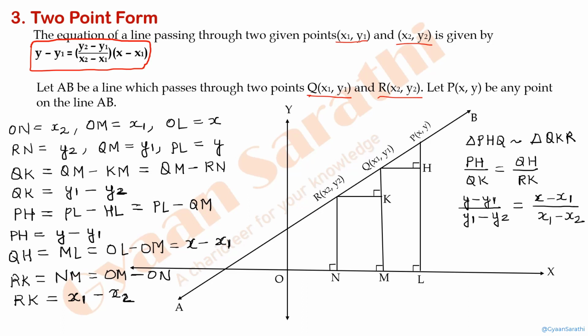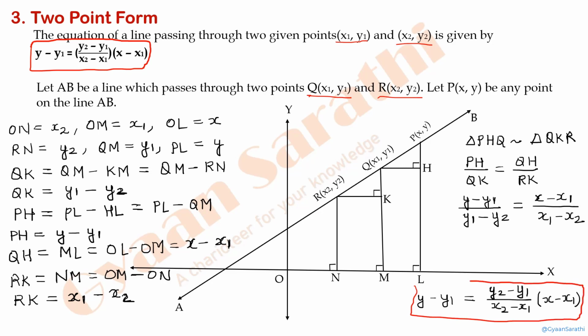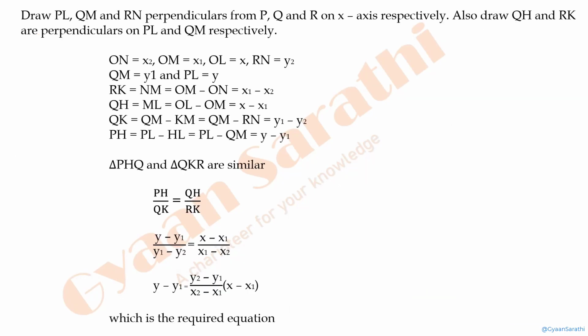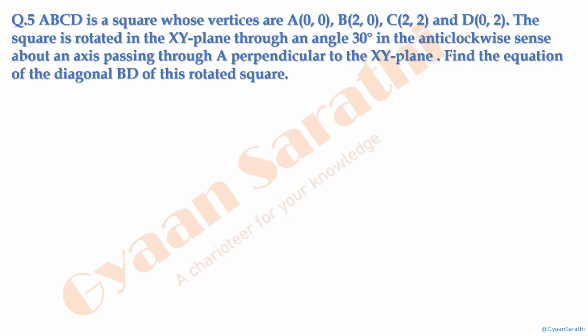So doing cross multiplication, I get Y minus Y1 is equal to, sending this Y1 minus Y2 to the RHS and taking negative common, we get Y2 minus Y1 upon X2 minus X1 into X minus X1. Okay, so this is the equation of the line in two-point form. Okay, let's move ahead. So this is the same explanation we have. Now let us see a question here.